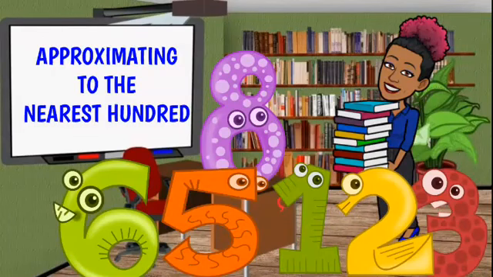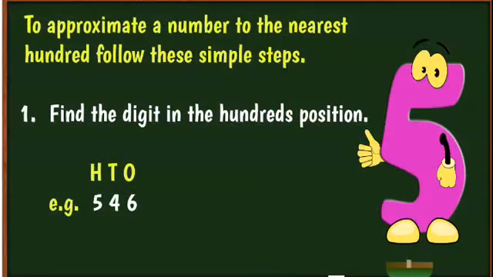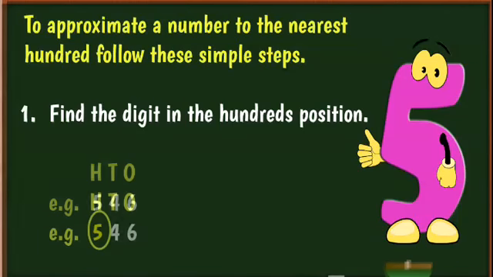Approximating to the nearest hundred. To approximate a number to the nearest hundred, follow these simple steps. So here we have our example, 546. Step 1: Find the digit in the hundreds place.